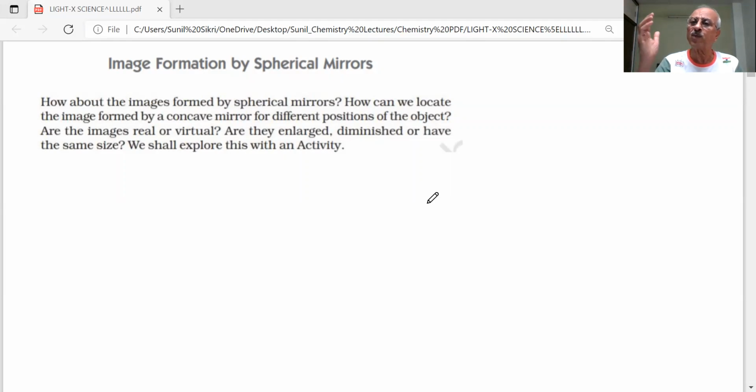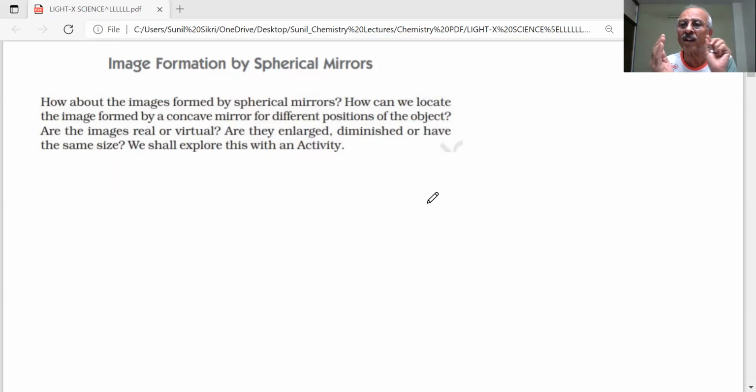But when I use spherical mirrors, the interesting thing is that a concave mirror can form different types of images: real, inverted, virtual, erect. The size of the images can also vary. So how do we find out what type of image will be formed when we have an object placed in front of the concave mirror? This will depend on the distance of the object from the concave mirror.